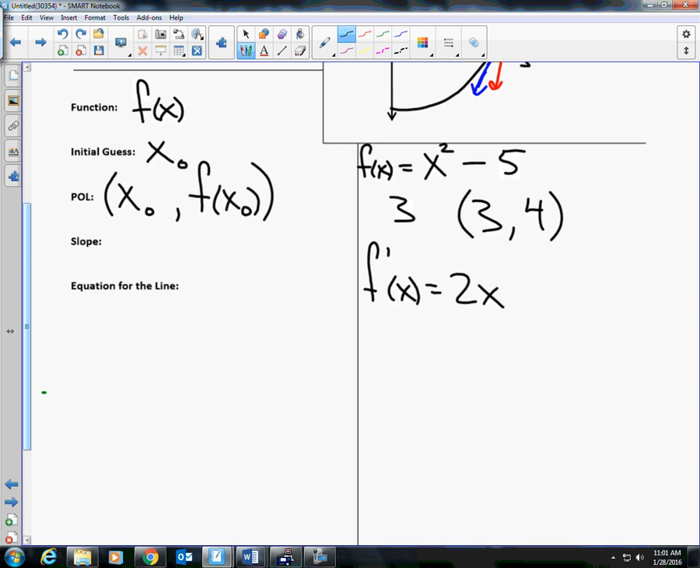You plug in what value? Plug in your 3, so you get 6. So your slope is equal to 6, and your point on your line is (3, 4). Those are the two pieces that we have.